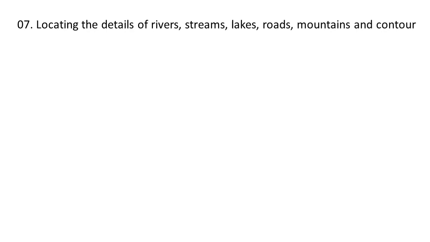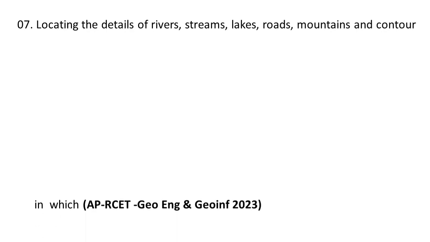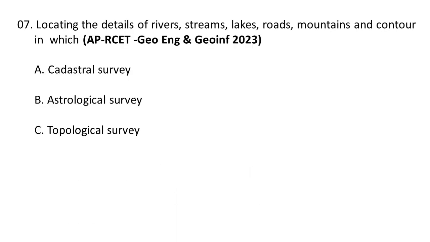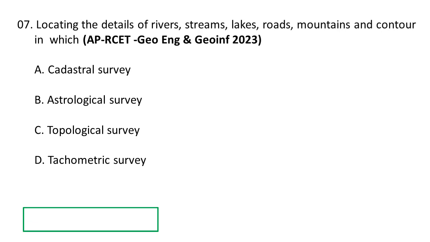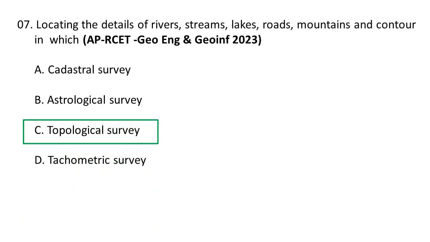Next question. Locating the details of rivers, streams, lakes, roads, mountains and contours is done in which survey? A. Cadastral survey, B. Astrological survey, C. Topographic survey and D. Tachometric survey. So locating the details of rivers, streams, lakes and roads and mountains and contour lines indicates a topographic survey. A topographic survey, also known as a topo survey, is a process that measures the relative locations of the points on the earth's surface and creates a 3D map of a property.